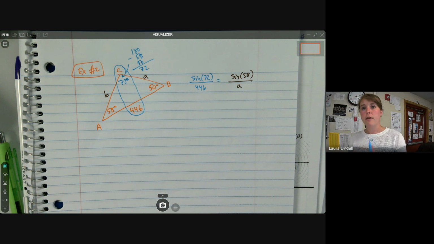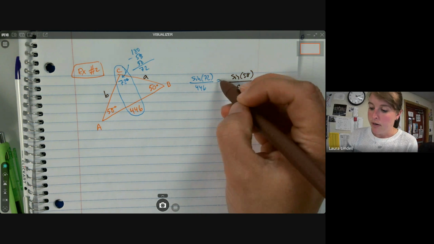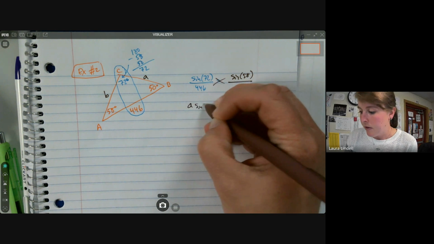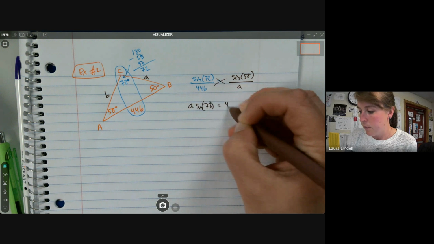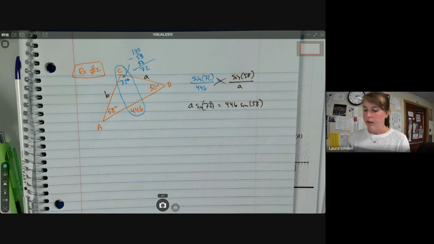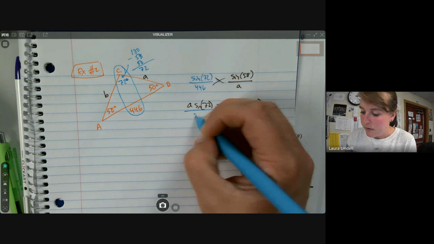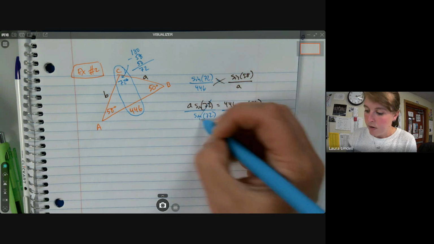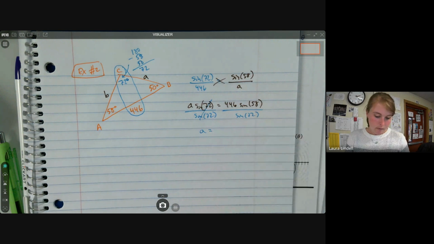Okay, hopefully you did that and paused the video and gave it a try. Let's check our answer and see if we got it right. So for this one, step 1 is to cross multiply: A sine of 72 equals 446 sine of 58. Then dividing by sine of 72 on both sides, we get 446 sine of 58 divided by sine of 72.